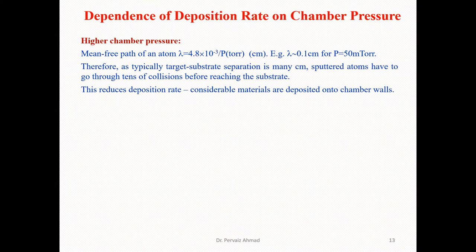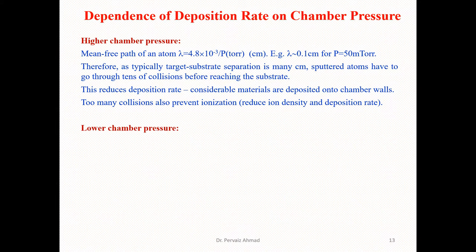When we say that there are tens of collisions of the sputtered atom before it deposits on the substrate, on one side we are saying that it will reduce the deposition rate. The reason is that a considerable amount of the material will deposit on the walls of the chamber instead of the substrate. So that's why we have a reduction in the deposition rate. Too many collisions also prevent ionization, that is, they reduce ion density and deposition rates.